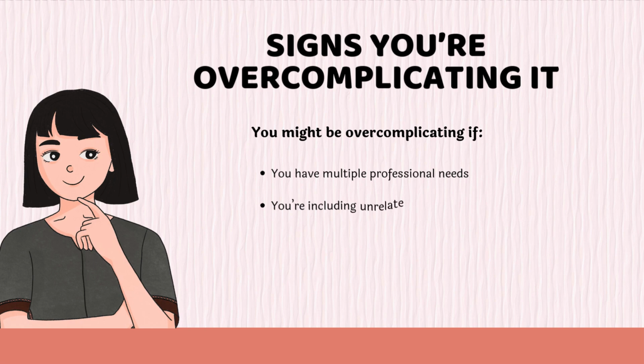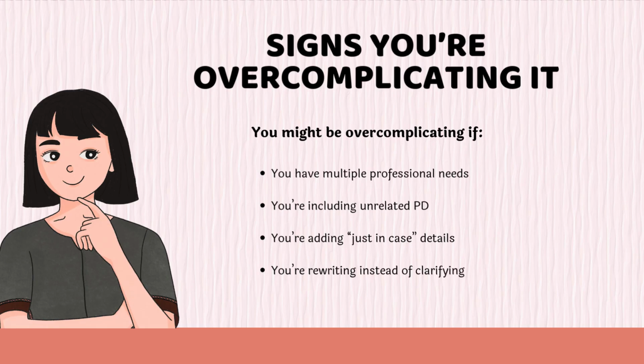If you have 3 professional needs in one submission, that's overcomplicating. If you've included PD that doesn't directly connect to the need, that's overcomplicating. If you're explaining background that scorers don't actually need, that is overcomplicating. More is not stronger. Clear is stronger.